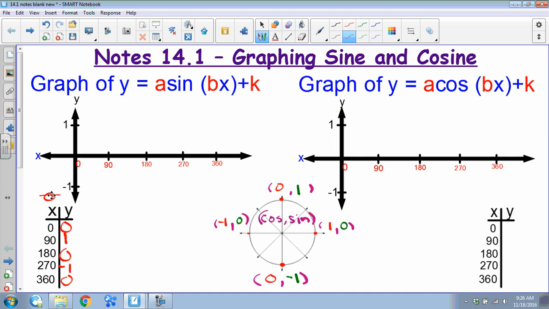Now, we're not shifting left or right. We don't do that in Math 3. We're only going to shift it up and down, and then we're going to stretch and compress it this way and this way. So let's fill this in. So (0, 0) starts right here.